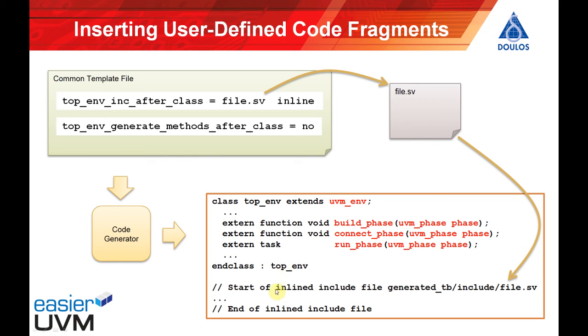If we're going to start bringing in our own user-defined code, there comes a point where you might actually want to start overriding or replacing the automatically generated code. So when you reach that point, you can selectively have the code generator not generate code itself. And there are settings in the template files to do that. So here we've set top_env_generate_methods_after_class equals no in order to suppress the generation of the build phase, connect phase and run phase method definitions after the class, and then we replace those entirely with user-defined method definitions from our user-defined code fragments.